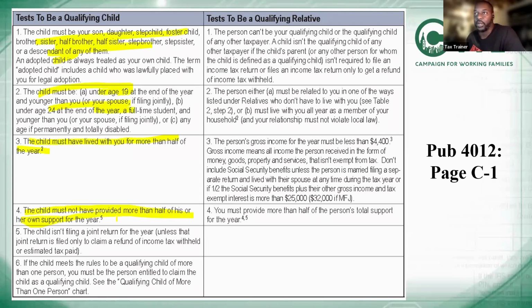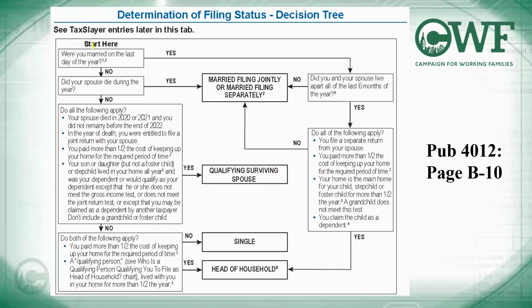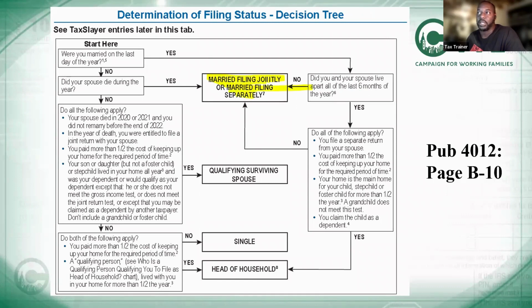That's a no-brainer. Filing status is simple: were you married on the last day of the year? Yes. Do you and your spouse live apart? No. So they can file jointly or separately. Jointly is the most advantageous, and so they're going to file jointly.